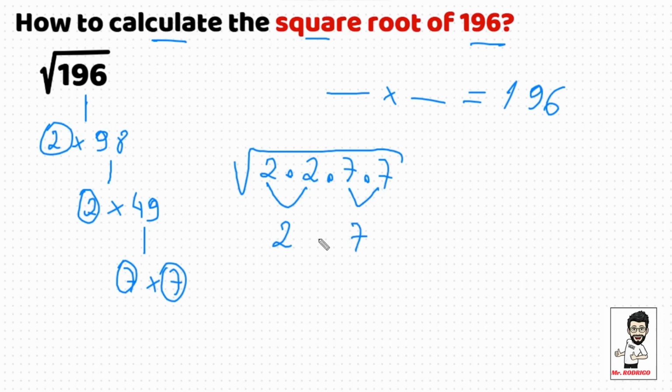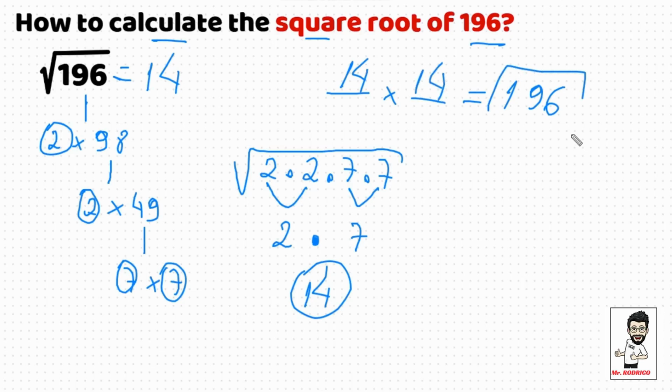These numbers that came out of the root, we're going to multiply them, write them as a product. 2 times 7 equals 14. So, the square root of 196 is 14. That's because when we multiply 14 by 14, it results in 196. This value here, multiplied by itself, is the square root of 196. So, in a simple and quick way, we calculated the square root of 196.